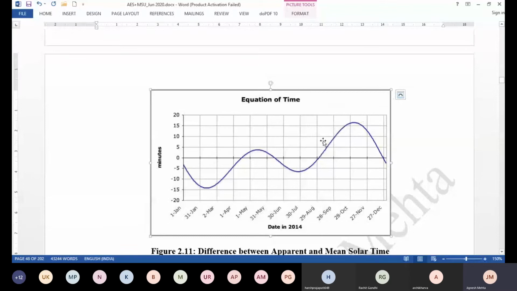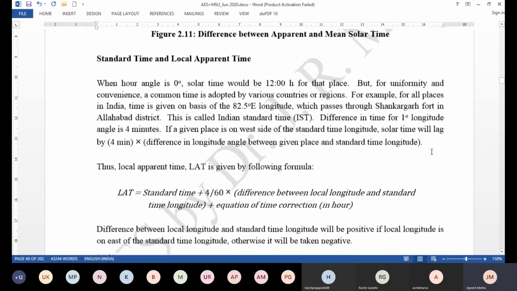And this is the correction that you have to make in addition to the correction to be made for the longitude difference, right? So we'll talk about the formula to find the local apparent time from standard time. So what is the standard time for India? The standard time for India is based on 82.5 degrees east longitude. So I think you should be able to remember this number.